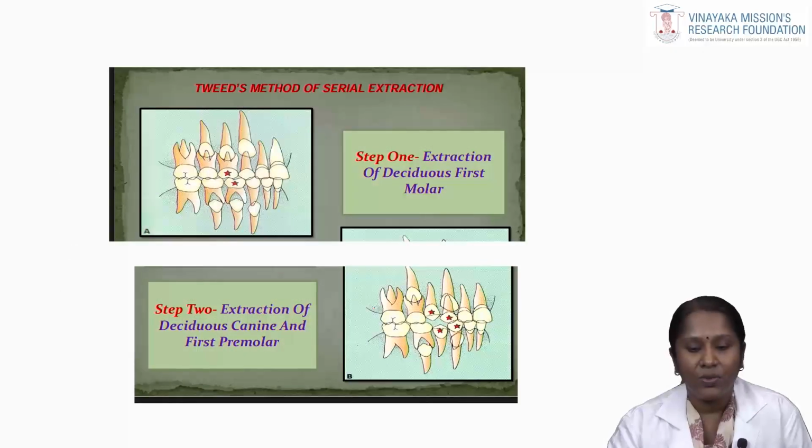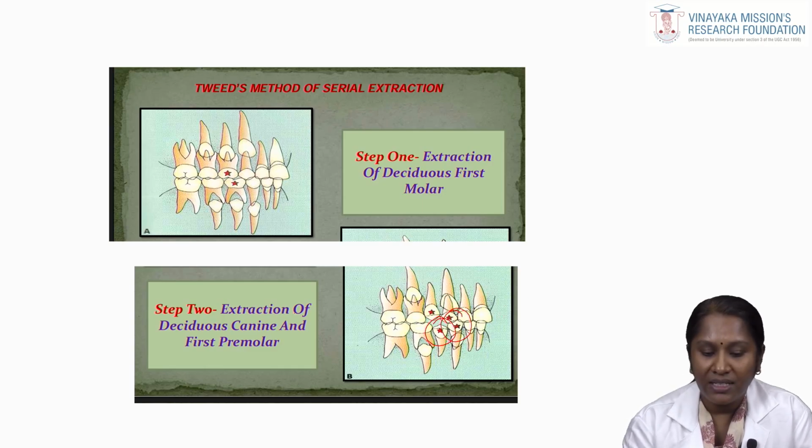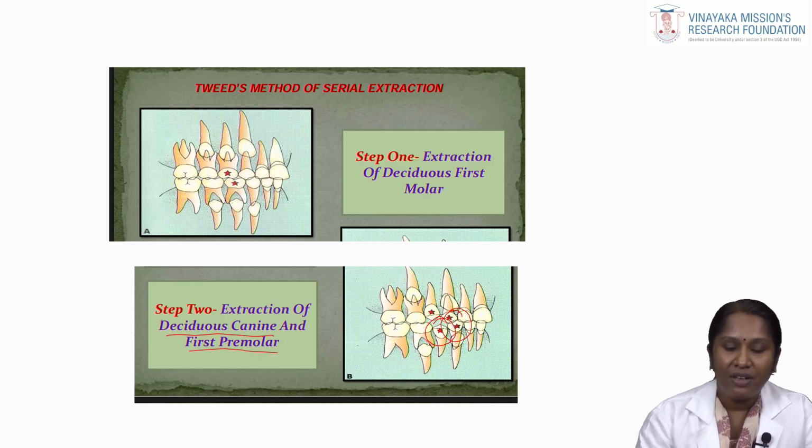Coming to Tweed's method of serial extraction, in this picture you can see that in Tweed's method we have step 1 and step 2. In step 1 you can see extraction of the deciduous first molar. We extract the deciduous first molar for the alignment of the anterior tooth region. In step 2 we extract the deciduous canine as well as the first premolar for the alignment of the anterior incisors. This is step 2, extraction of the deciduous canine as well as first premolar for relieving the crowding.